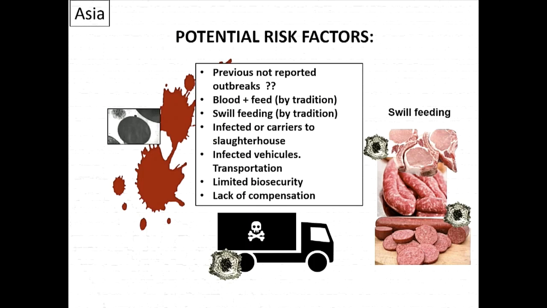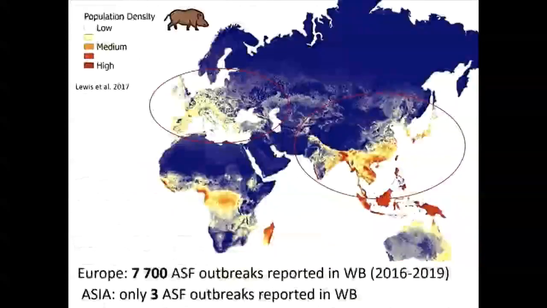Also, the other tradition is swill feeding. The pigs normally eat all that is left over in a house, so there is a lot of swill feeding in outdoor production. Also, because the compensation is low or none, they send animals to the slaughterhouse. Some of them can be infected, and they are already in the system. Also, the vehicles normally are not well disinfected. They also have very limited biosecurity in the backyard production, and the lack of compensation or the little compensation also makes a big problem.